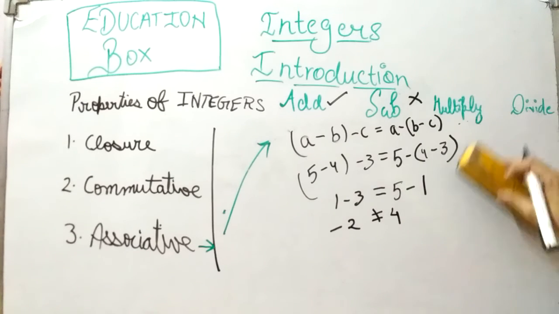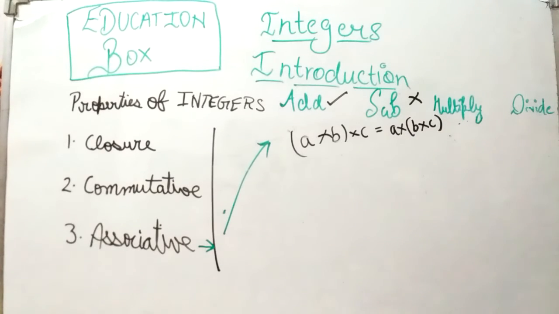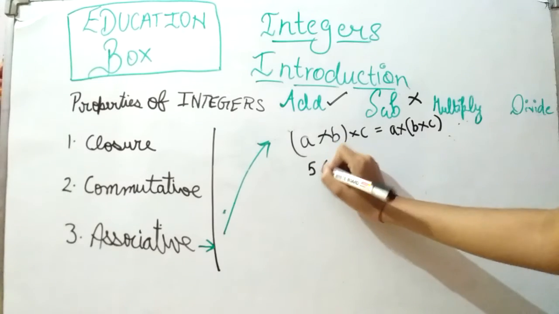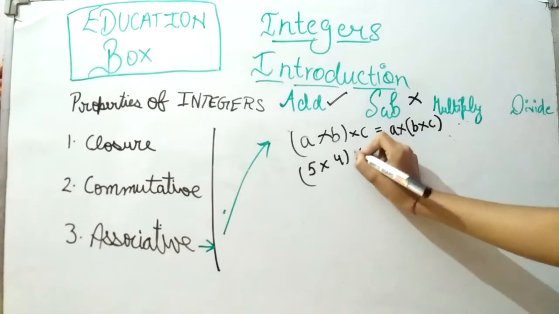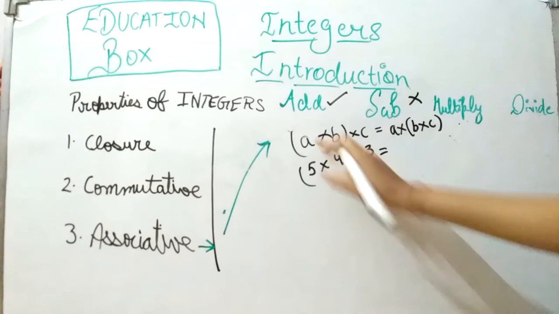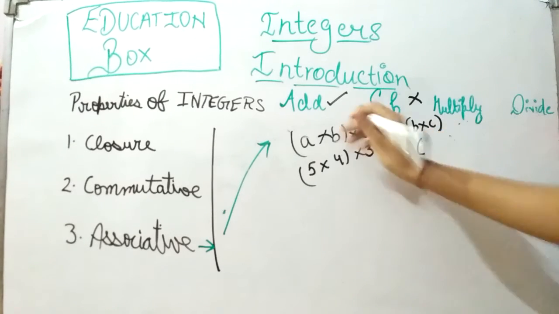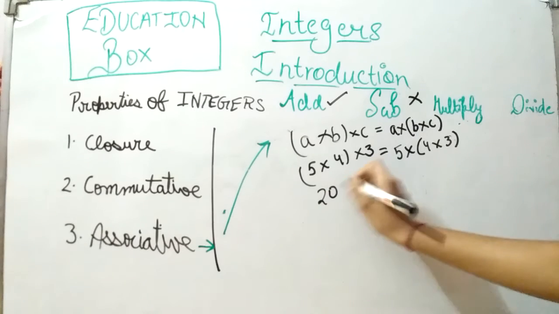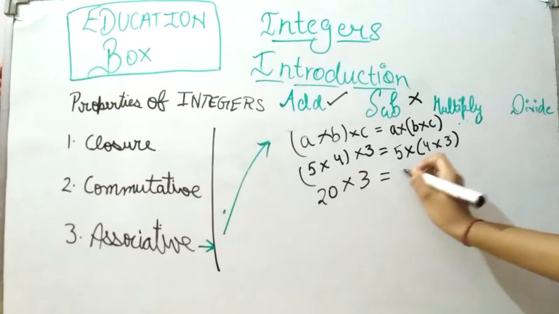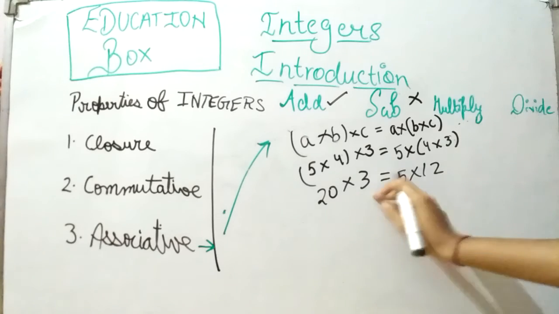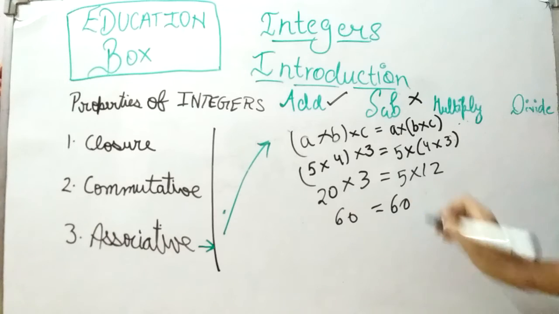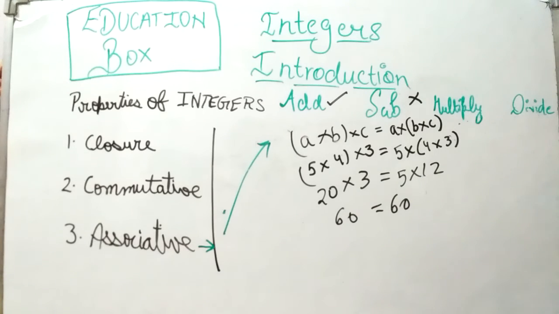Now let's check this in multiplication. Take A as 5, B as 4, and C as 3. Now check. 5 fours are 20, and 20 into 3 is equal to 5 into 12. Let's check. 20 threes are 60, and 12 fives are 60. So our answer is the same. Now we can conclude that the associative property holds in multiplication.